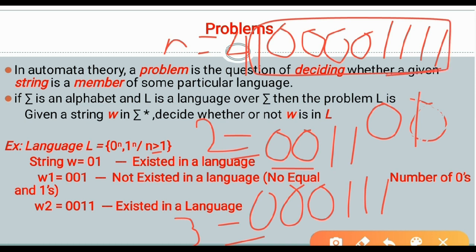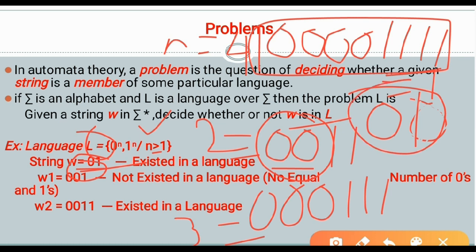So the language you can define with these possibilities. These are the words generated from the strings. Now take the first string, W equals 0 1. I need to see whether this string is a member of the particular language or not. When I take n equals 1, I have 0 1, so it exists in the language.